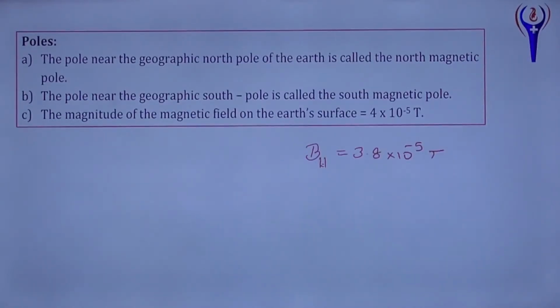At that time, this was an important practical in the physics lab. In it, students are able to find the value of 3.8 into 10 power minus 5 Tesla. This is only approximately given as 4 into 10 power minus 5 Tesla. This is the horizontal component of Earth's magnetic field.